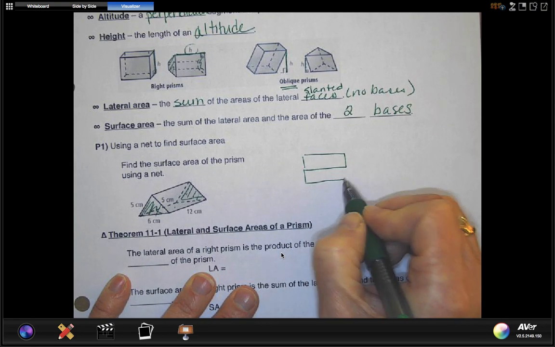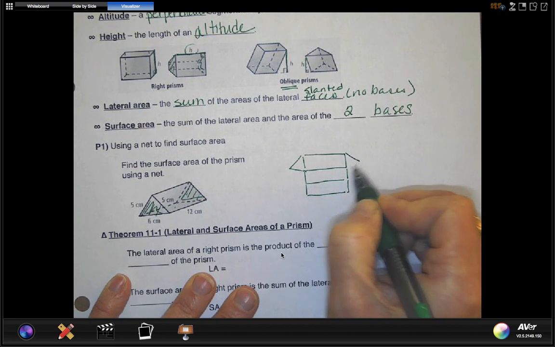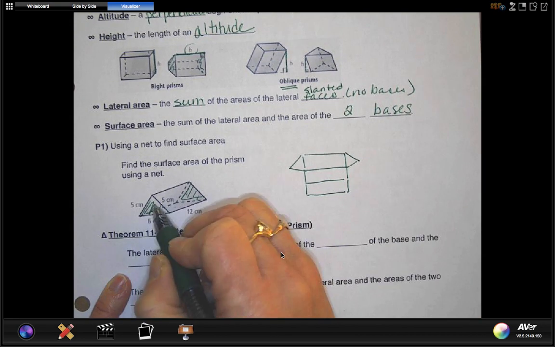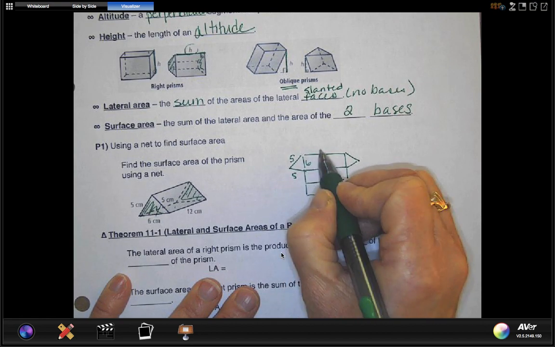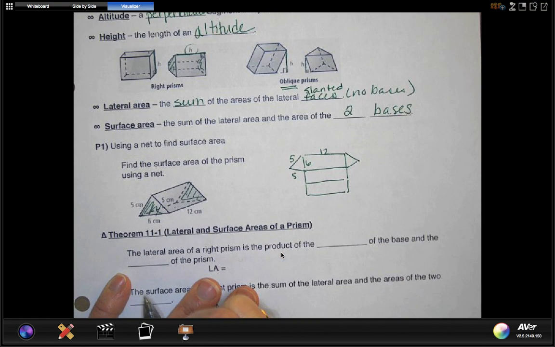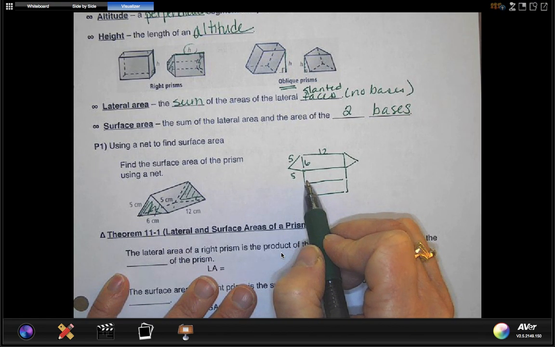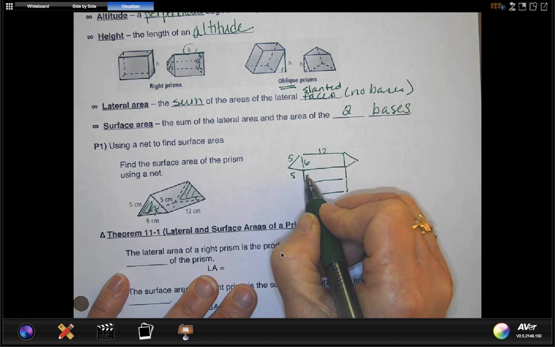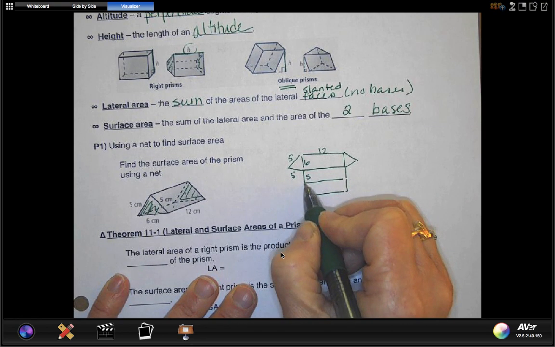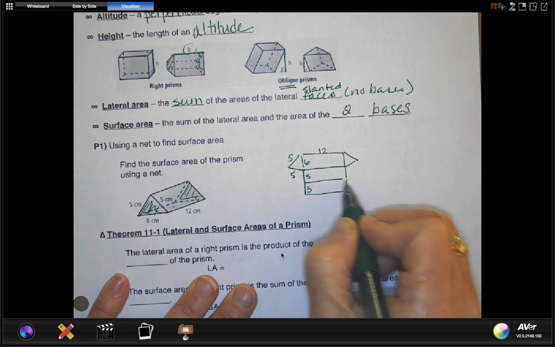So if I draw my net, here's my net. There's my 2 bases there. So this is 5, this is 5, this is 6, this is 12, okay? This, however, is not 6, this is 5 because this piece would connect right here. This is also 5 because it would connect to the other one. These are all 12 all the way across though.